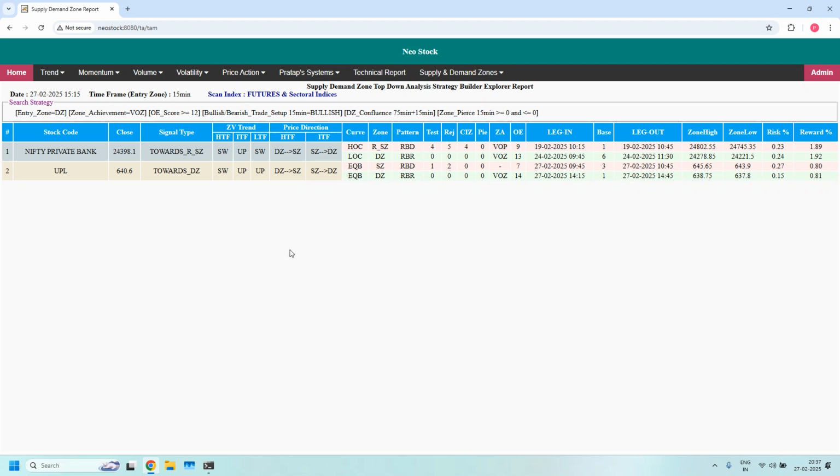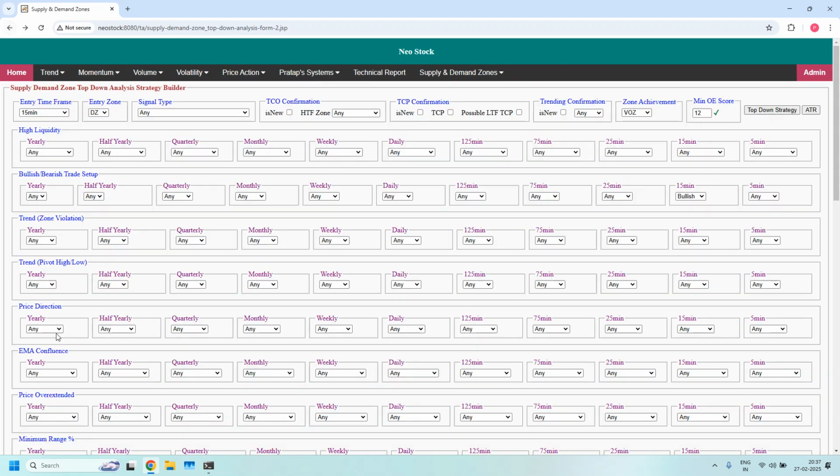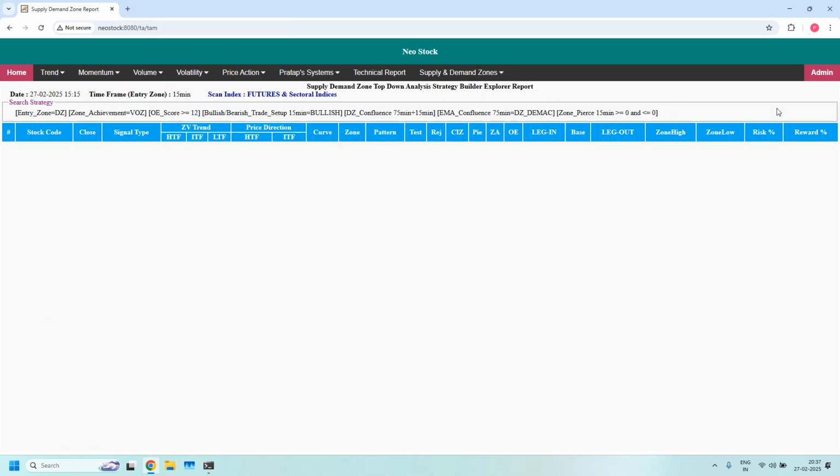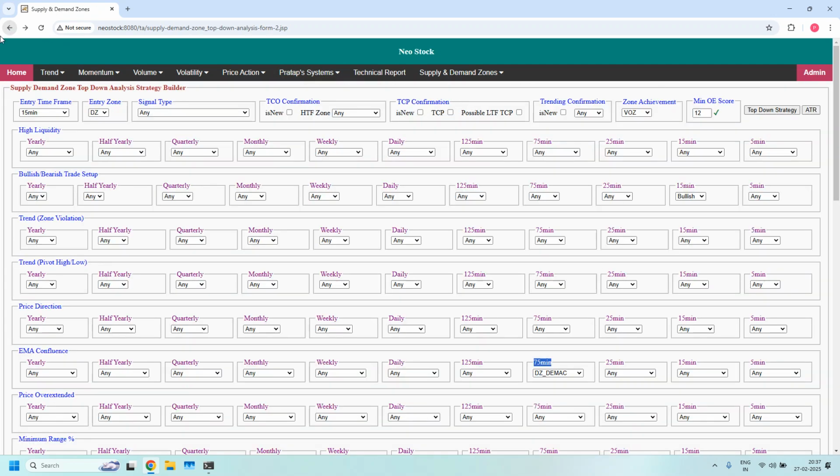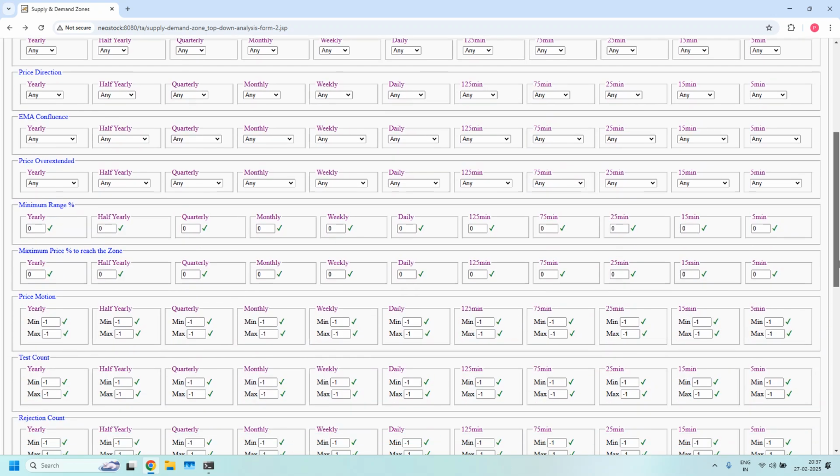If the 75 minutes demand zone has daily EMA, probably the stock could be even more high probability to get success. Let's verify. In the EMA confluence at the 75 minutes time frame, checking 75 minutes demand zone having daily EMA confluence. None of those stocks are having it. Fine. Next, let us look for LTF, ITF, HTF demand zone confluence supported stocks.